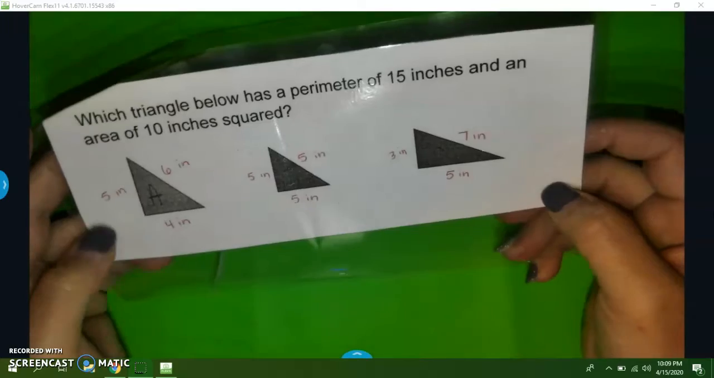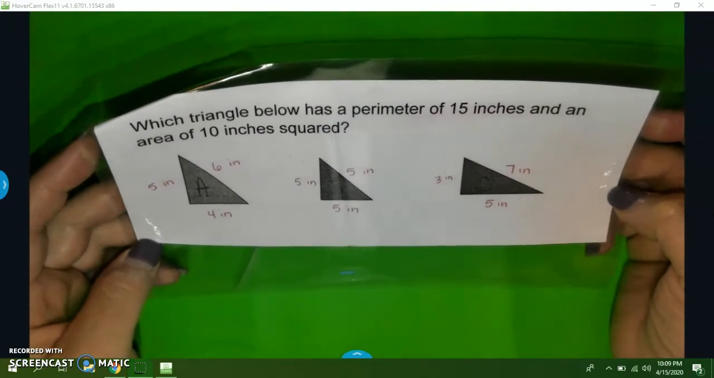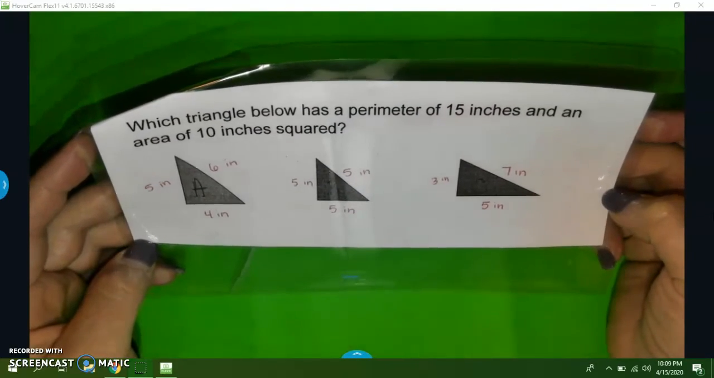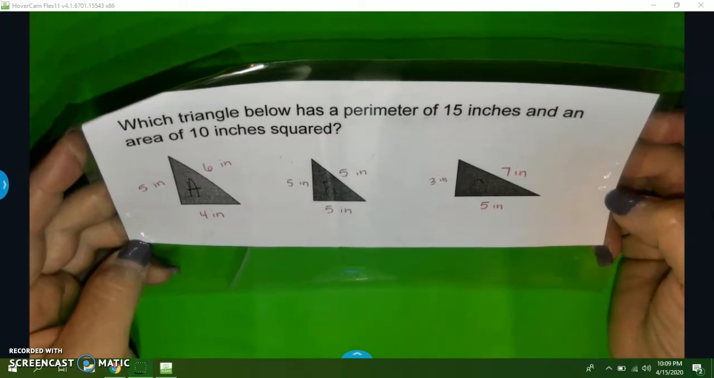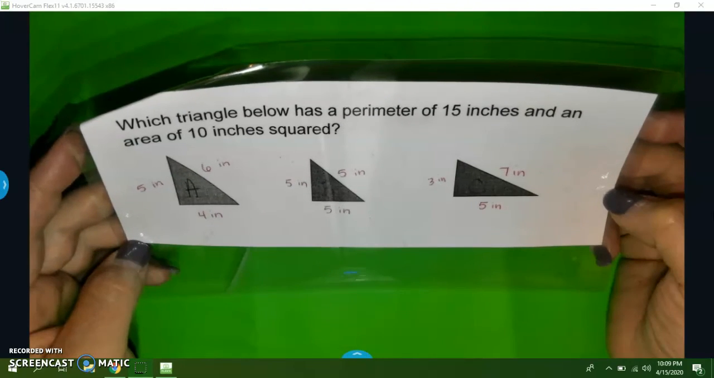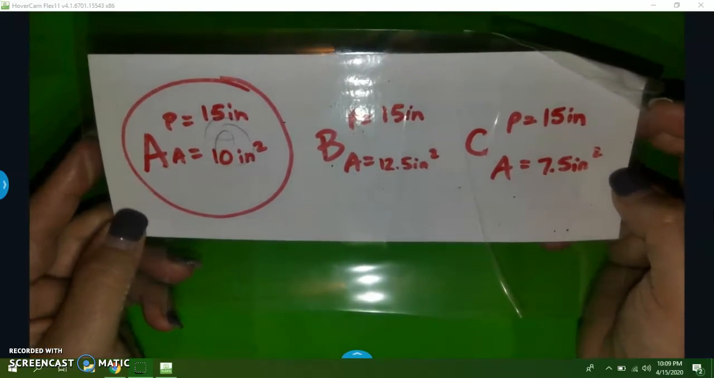Next, tricky triangles. Looking for which triangle. Oh, sorry, I'm not reading it to you. There it is. Read it, solve it. Pausing the video for as long as you need to. And the answer should have been triangle A once you did all that solving.